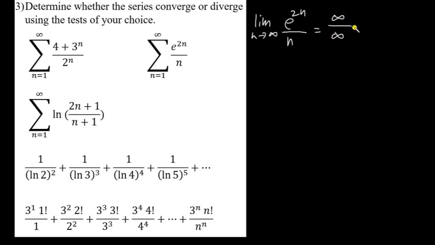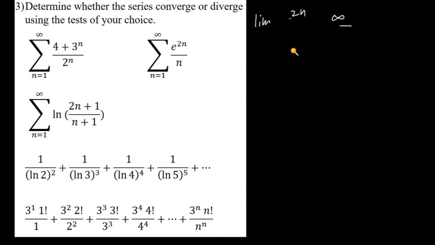over infinity. So this is an indeterminate form, so I'm going to use L'Hopital's rule to help me simplify this limit a bit more. So if we do that, we will use L'Hopital's rule and get that this is equal to the limit as n approaches infinity of the derivative of the top, which is 2e to the 2n, over the derivative of the bottom, which is just 1. So now we have infinity over 1, which is infinity. Okay, so since our limit by using the nth term test is not equal to 0, we can say that the series will diverge by the nth term test.